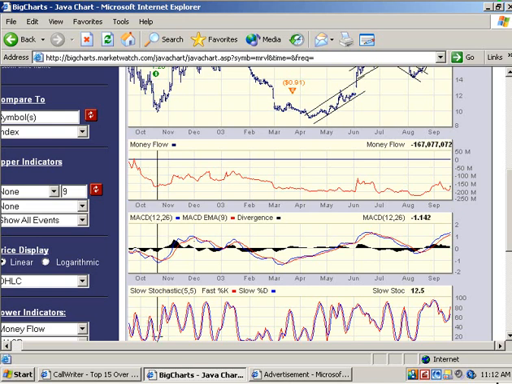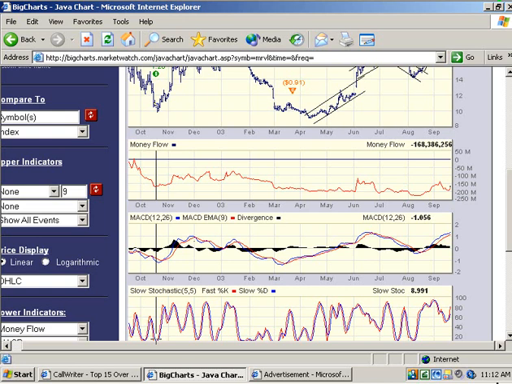Then it crossed back to the upside right here, and you do see right there on that dip, it's telling you to buy that stock if you look at the stock position. And that's how we read the slow stochastic.